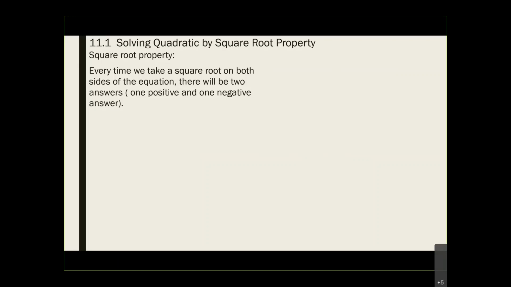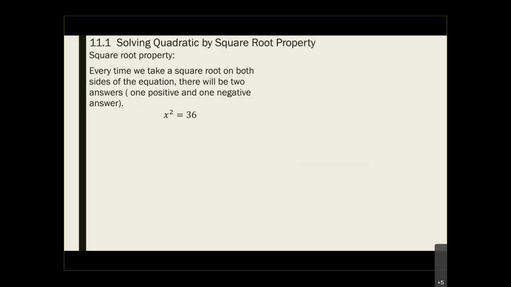Every time you take a square root on both sides of the equation, there will be two answers for your item. One of them will be positive, one of them will be negative. That's the property. In order for us to be fair, if you do it on one side, you have to do it on the other side.